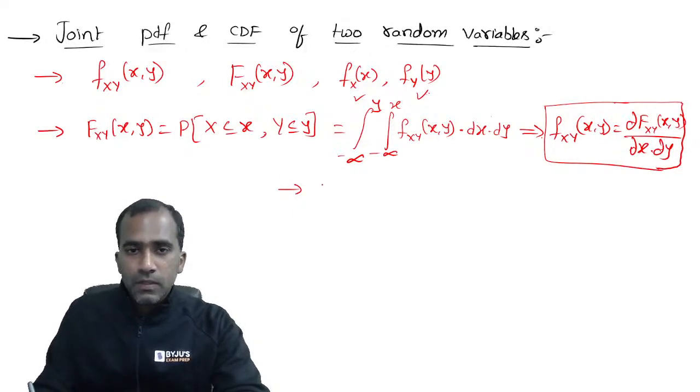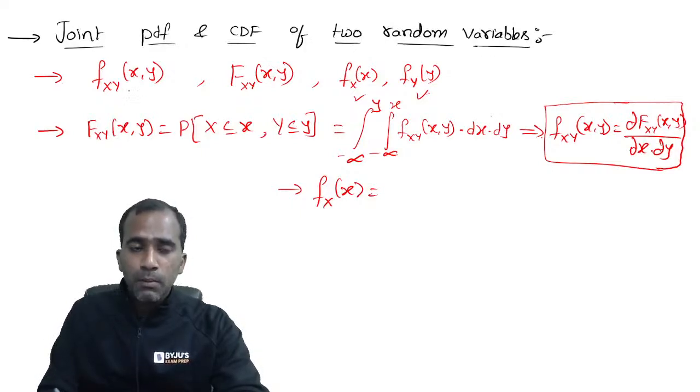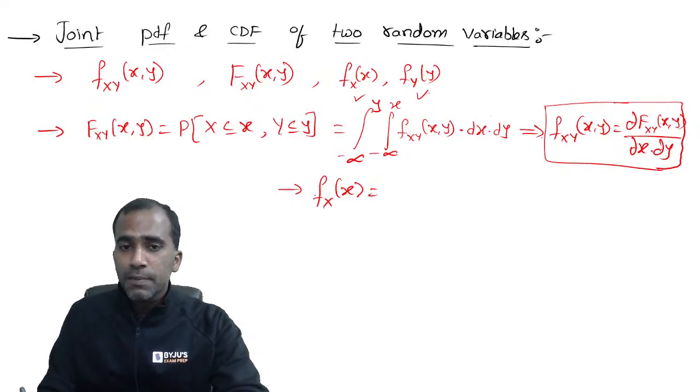Okay, wonderful. So how about fX of x? Can you tell me, how do you find fX of x? This is probability information of x. This has probability information of x and y. How do you find the first order PDF from the second order PDF? How do you find it?